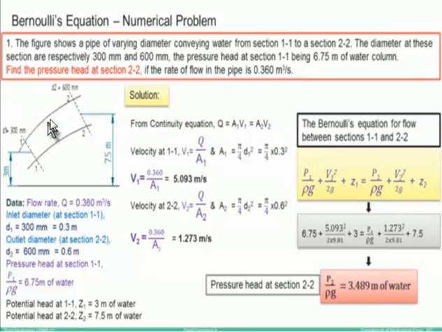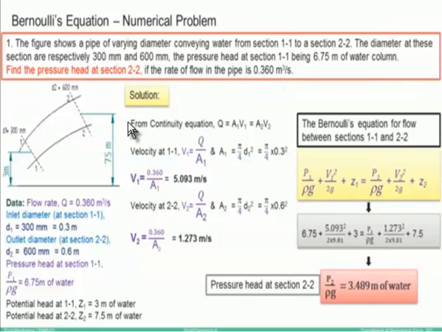So here there is one varying diameter pipe. Inside that pipe the water is flowing from the section 1 to the section 2. So also we know the diameter at section 1 and diameter at section 2. Okay, here he has given that pressure head, that is 6.75 meter of water column, and also he has given the flow rate here.